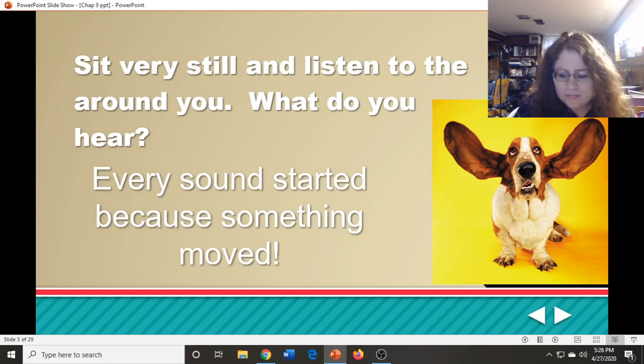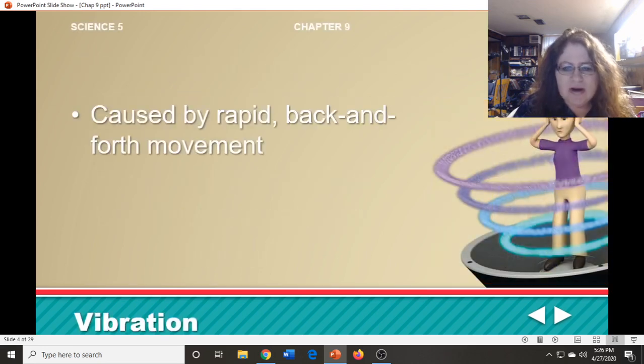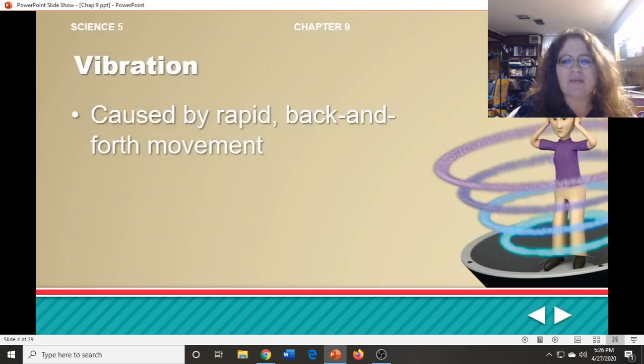Okay, so looking at the next part of your book, it says vibrations and waves. So we start with the definition of a vibration. The movement of an object causes vibrations. A vibration is a rapid back and forth movement. So in your book, you're going to highlight that, okay? Just like we would at school. A vibration is a rapid back and forth movement.